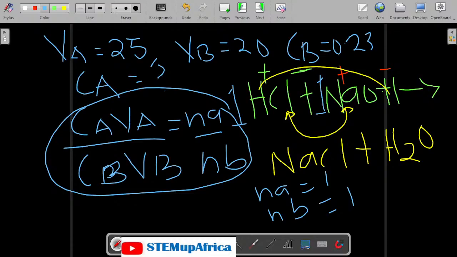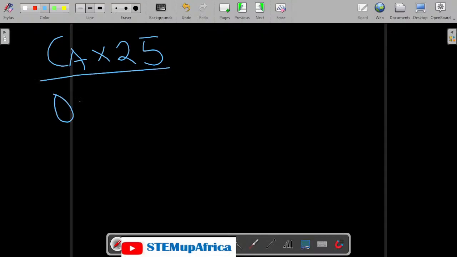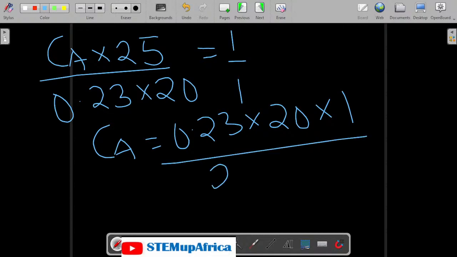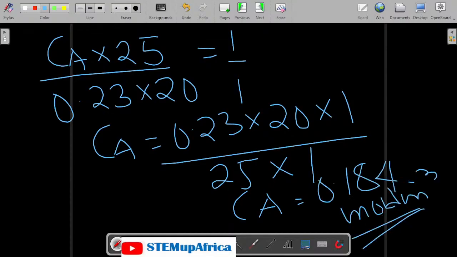So let's do that. I'm going to have Ca, which is what I'm looking for. Ca times 25 over Cb, which is 0.23, times 20, is equal to 1 over 1, which is the mole ratio of the acid to the base. So my Ca will give me 0.23 times 20 times 1 divided by 25 times 1. So my Ca is equal to what? Let me multiply 0.23 times 20 times 1 divided by 25.